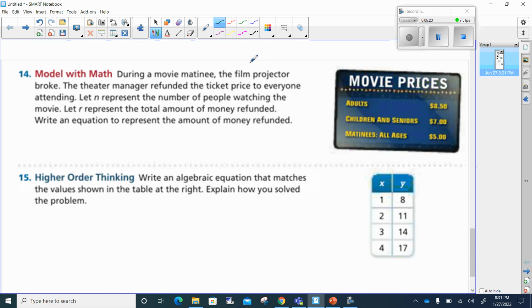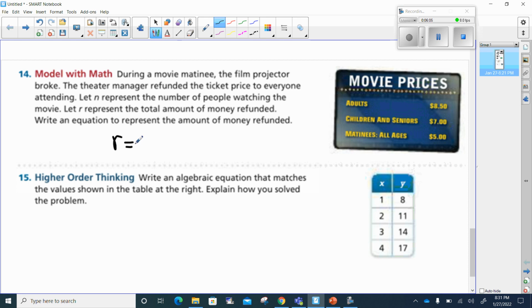During a movie matinee, the film projector broke. The theater manager refunded the ticket price to everyone. Let n represent the number of people watching the movie. Let r represent the total amount of money refunded. Write an equation to represent the amount of money refunded. So R represents the total amount of money refunded. So that'd be R.